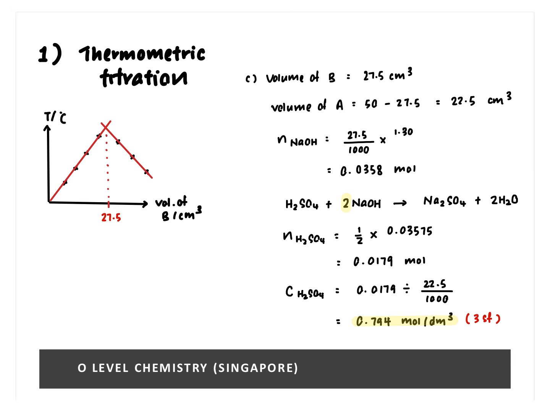I don't know whether they're going to mark the origin as a data point, but for thermometric titrations, the graph should pass through your origin.